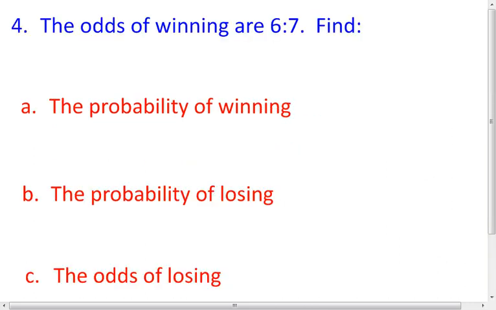All right, the odds of winning are 6 to 7. What this means is that for every 6 times you win, there will be 7 times that you lose. Okay? Now I'm asking you to figure out probability. Again, probability has the total number of outcomes on the bottom. So if you win 6 times and you lose 7, there's 13 total outcomes on the bottom. And you will win 6 of those 13 times.